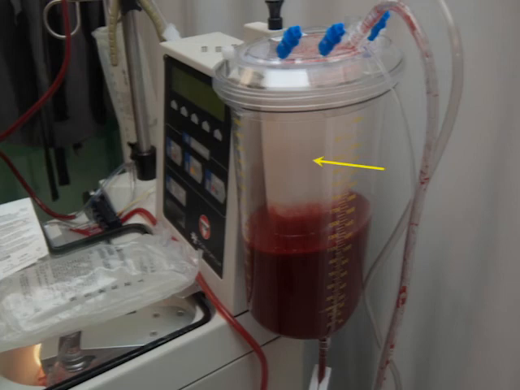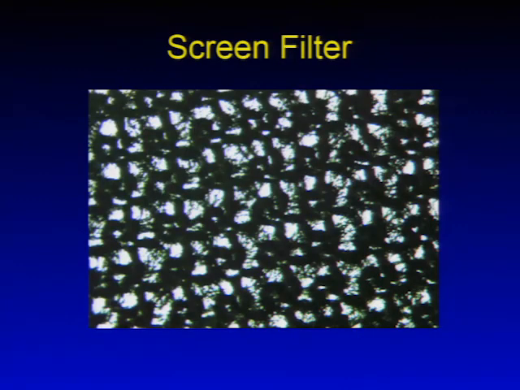So at the reservoir level, it's generally best to have a large screen filter. Otherwise, blood can be trapped in the filter and unavailable for washing and readministration. This picture shows a magnification of the screen filter from the blood salvage reservoir.